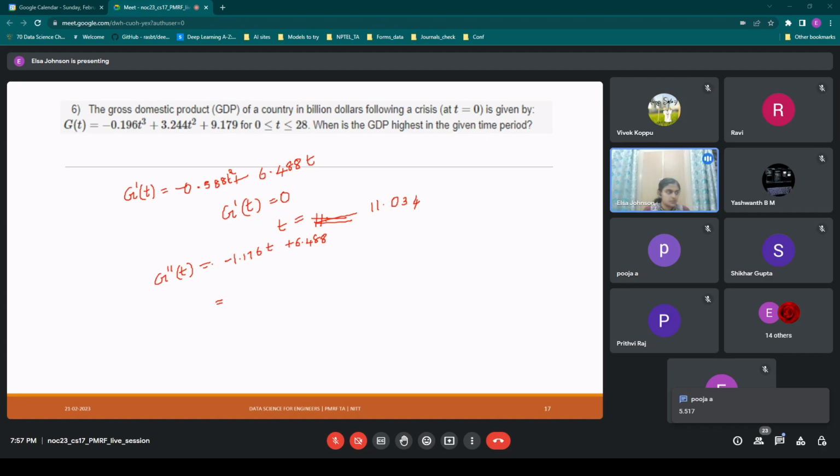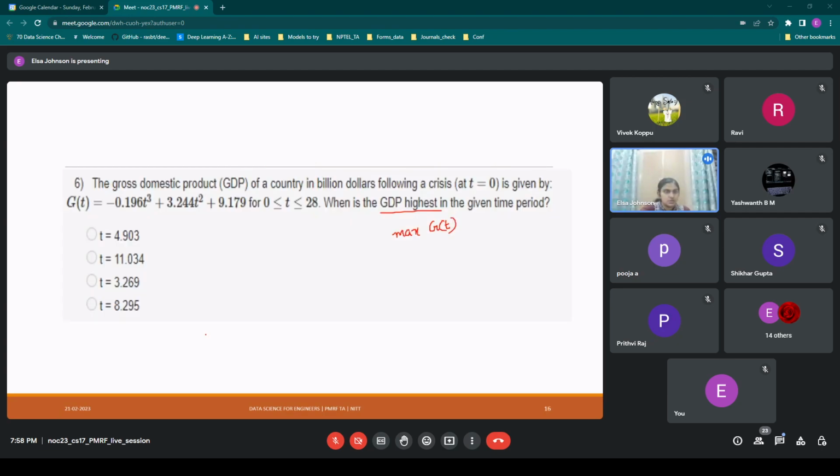6.488. So yeah, Pooja got... why are we not considering t equal to 0? Yeah, that is also there. We have to consider t equal to 0 also, and t equal to 11.034. These two are there. Yes, Aditya, it's there. So g double dash of 11.034. I didn't consider it because the options are coming like this. Okay, no, there is no 0 there.